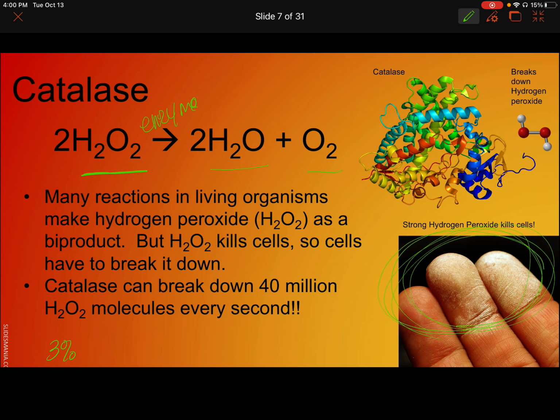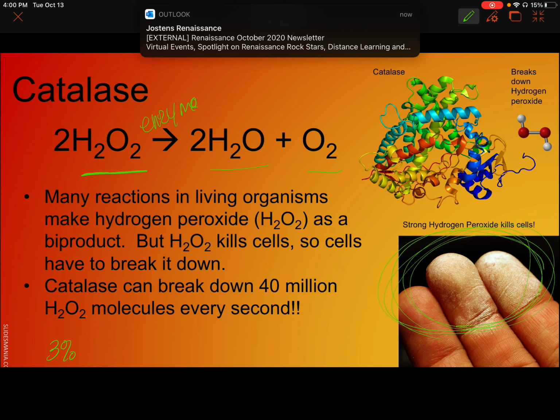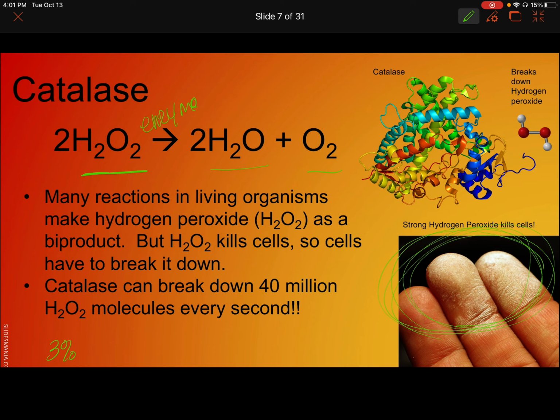So if you can imagine inside of our cells, hydrogen peroxide is actually a byproduct of a lot of the chemical reactions. Since we have a lot of these chemical reactions in the body, we have to find a way to deal with it. The cells have to find a way to get rid of it. So they use catalase. Catalase is an enzyme that will break down hydrogen peroxide and make this reaction go much, much faster. I looked this up and did some reading. Catalase can break down 40 million peroxide molecules every second.